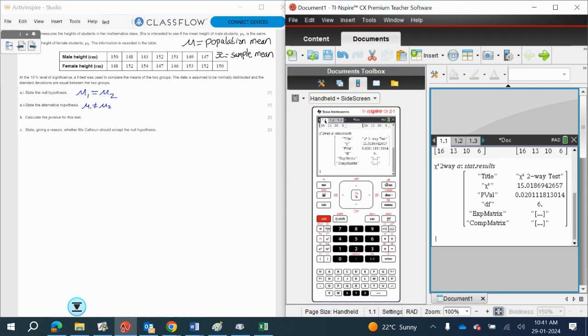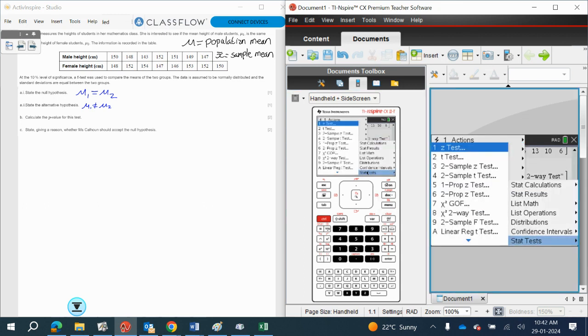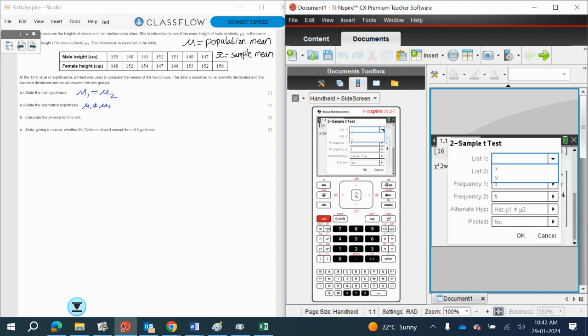Then we go onto the calculator screen, we press menu, statistics, stat tests, and we want a 2-sample t-test, number 4. A 2-sample t-test is the correct one that we're doing here. We're taking the data stored in lists X and Y. We need to say what the alternate hypothesis is. Notice there's 3 choices here. We want this one. And pooled no. Look at the bottom one.